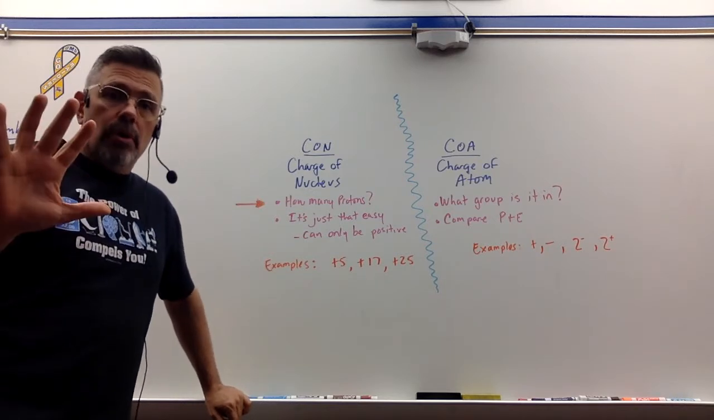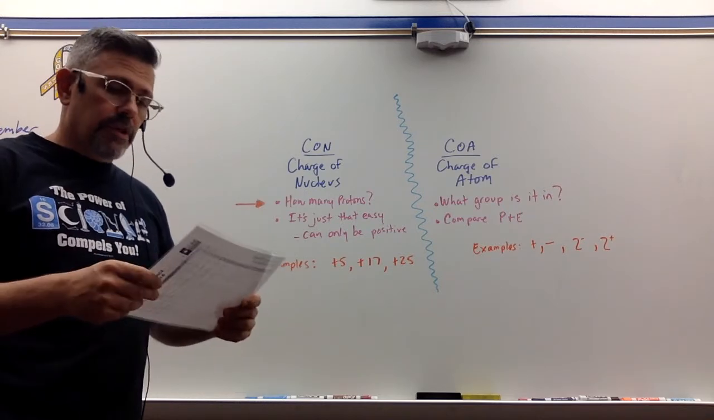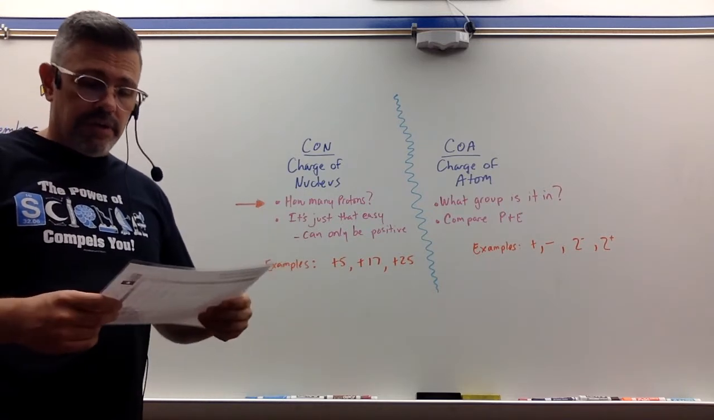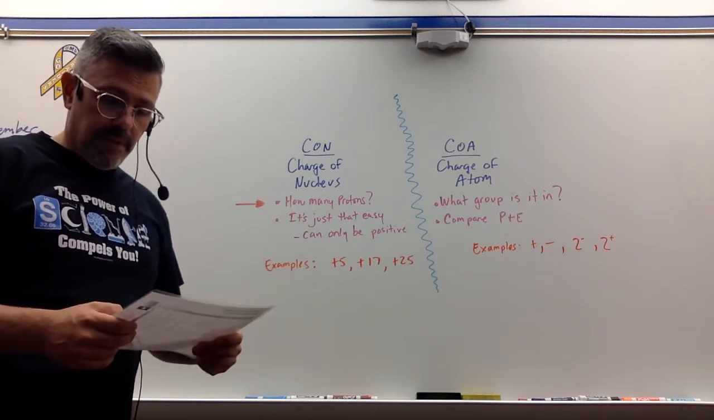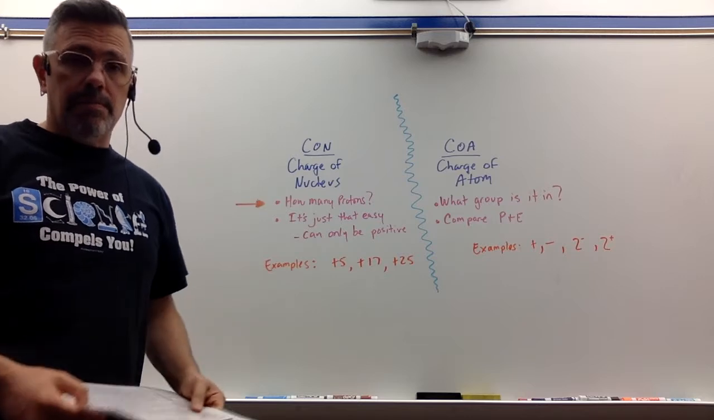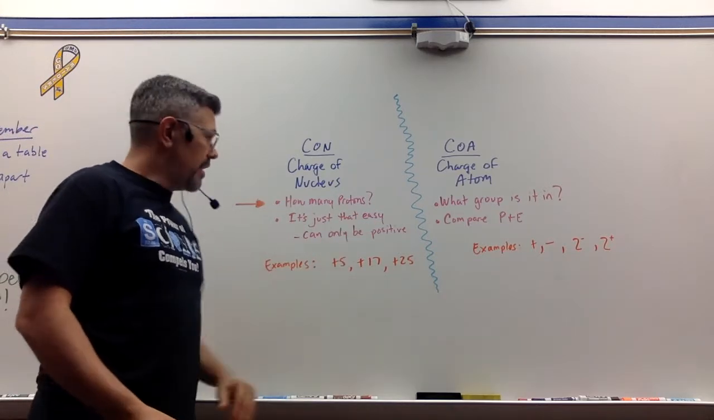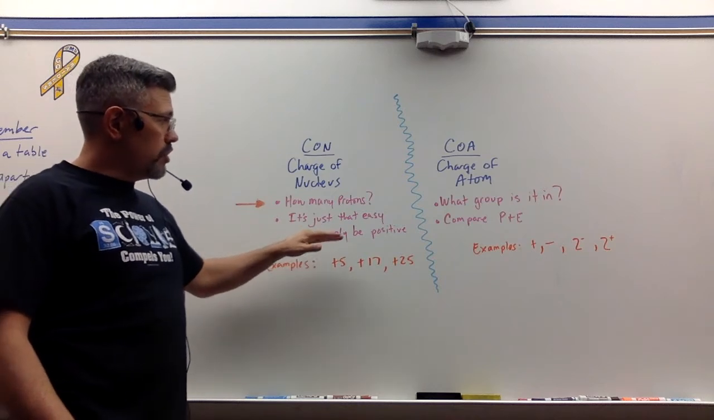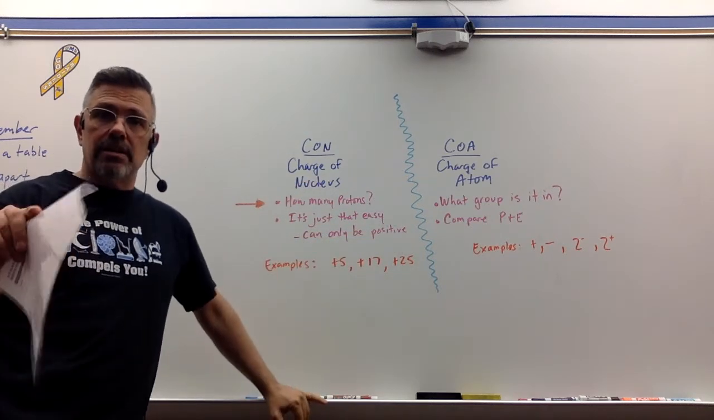So if we're talking about boron, it's plus 5. If we're talking about fluorine, it's going to be plus 9. If we're talking about argon, it's going to be plus 18. So it really is just that easy, and the charge of the nucleus can only be positive. So there always has to be a plus.